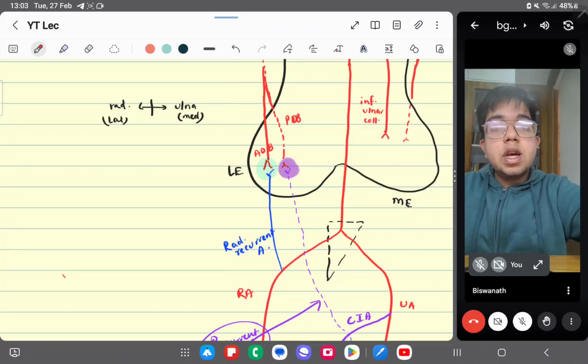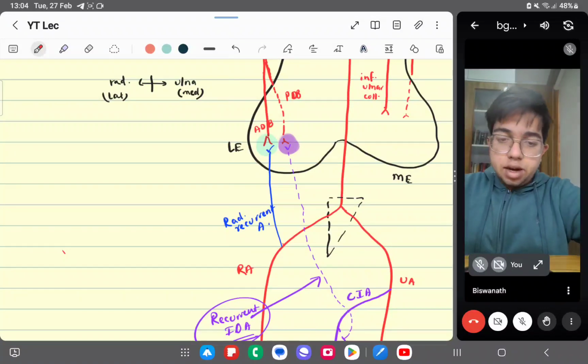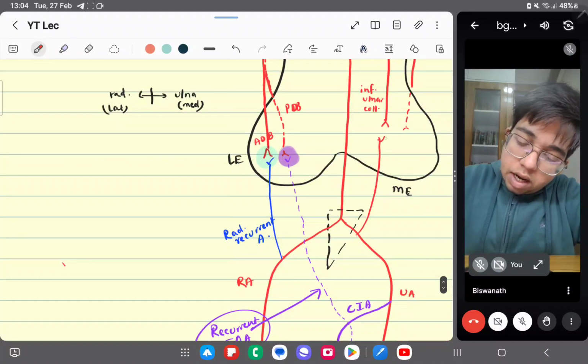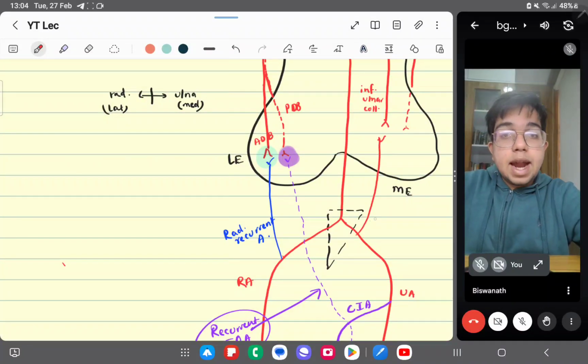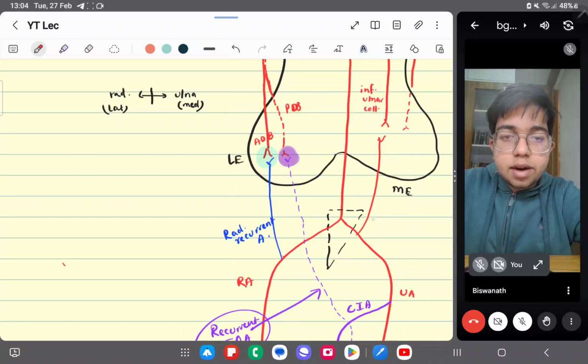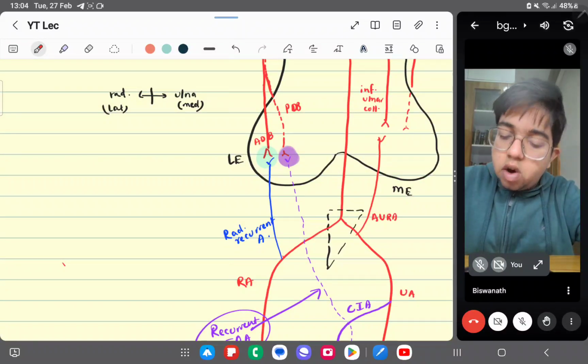Then again from the ulnar artery, two more branches: anterior ulnar recurrent and posterior ulnar recurrent artery. Here we have the anterior ulnar recurrent artery, which will be anastomosing with the inferior ulnar collateral. So here we have the anterior ulnar recurrent artery.